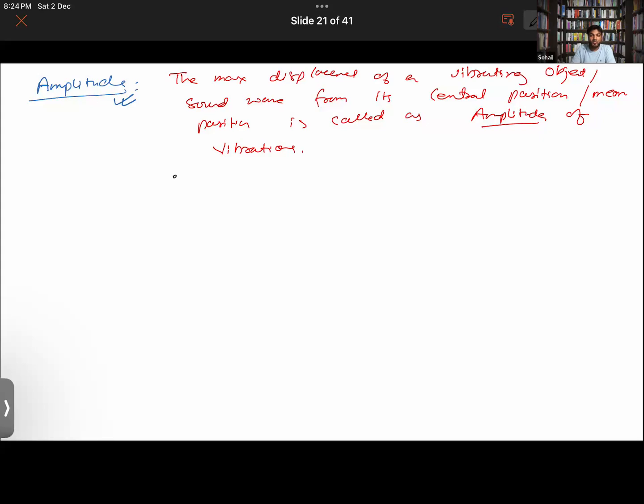Now, how amplitude impacts sound? More the amplitude, more will be loudness. The more the amplitude of a sound, more is the loudness. Remember this fact. Loudness is expressed in decibel, right? The unit to express loudness is decibel. Small d, capital B. So loudness की ये unit है.